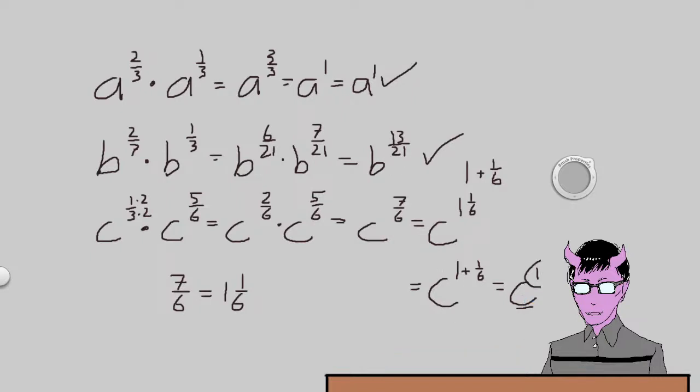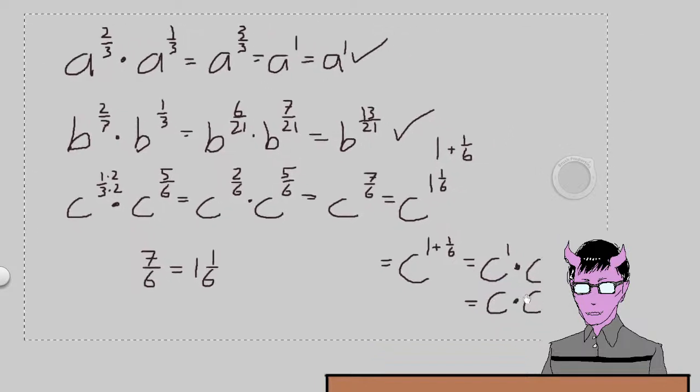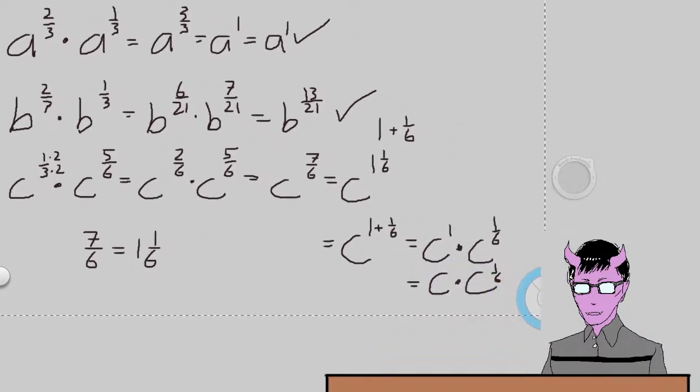Term number 1, term number 2. And finally, we can clean this up as c times c to the power of 1/6. You can't even see that. You see, we got the c, but you cannot see. All right, here we go. There it is.